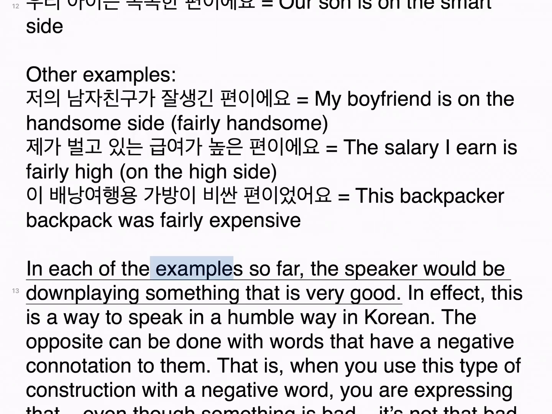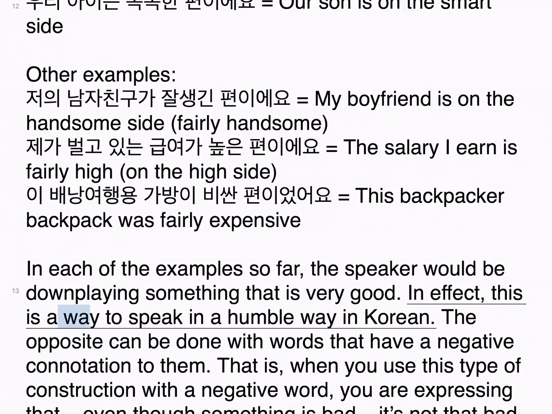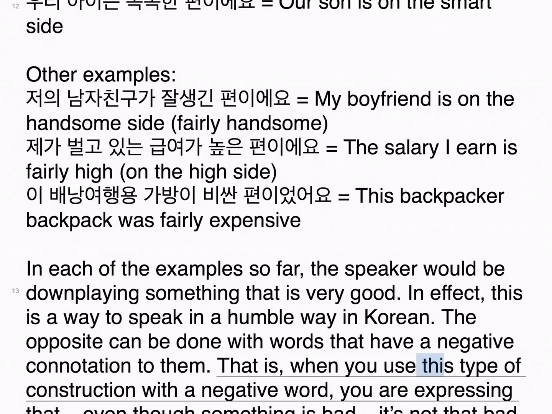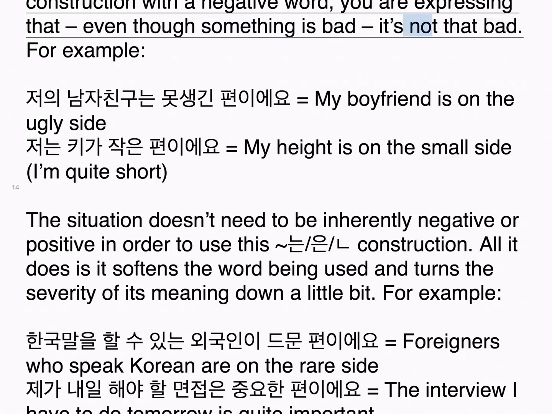In each of the examples so far, the speaker would be downplaying something that is very good. In effect, this is a way to speak in a humble way in Korean. The opposite can be done with words that have a negative connotation to them. That is, when you use this type of construction with a negative word, you are expressing that, even though something is bad, it's not that bad.